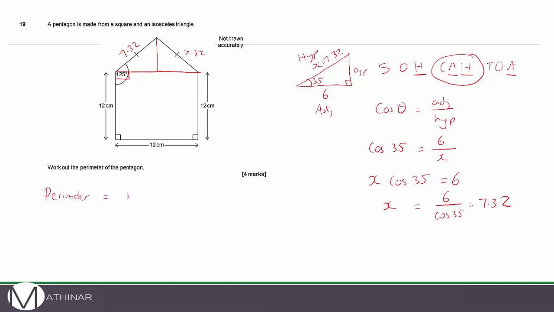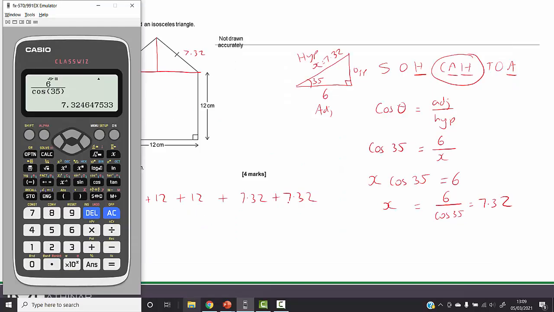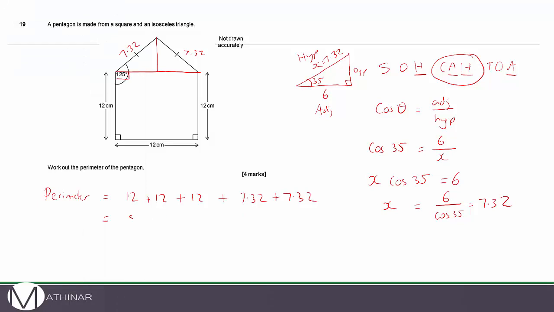So that's 12 plus 12 plus 12 plus 7.32 plus 7.32. Alright, I'm going to use the full answer here for 7.32. So I'm going to use that number and multiply that by 2, which gives me that. And then I'm going to add the 12, 12 and the 12, which is 36. So I'm going to add 36 to that. And I get 50.65. My units are centimeters. My perimeter is 50.65 centimeters.